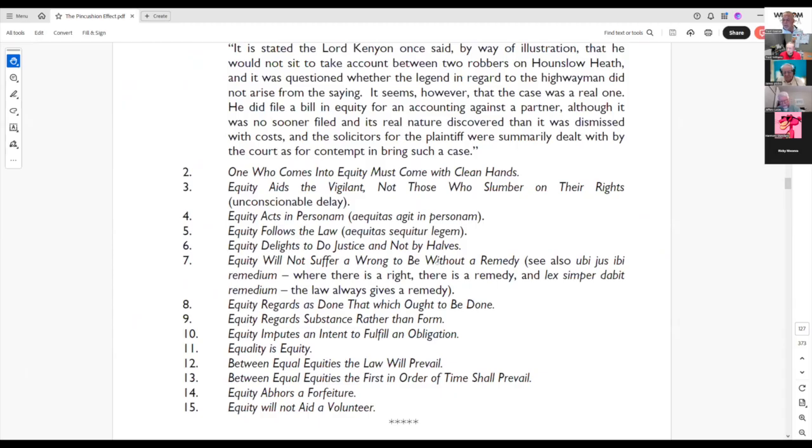And also we have some equitable principles underlying some of our other things, like first in order of time shall prevail. You know, that sounds like our recording statutes. First to the courthouse wins. What's the other one? Abhors a forfeiture. I've seen a case go on that one right there.